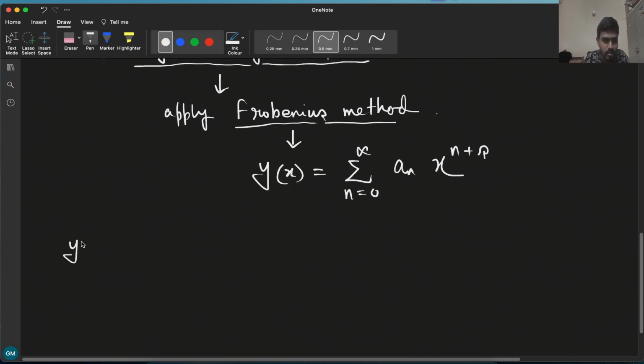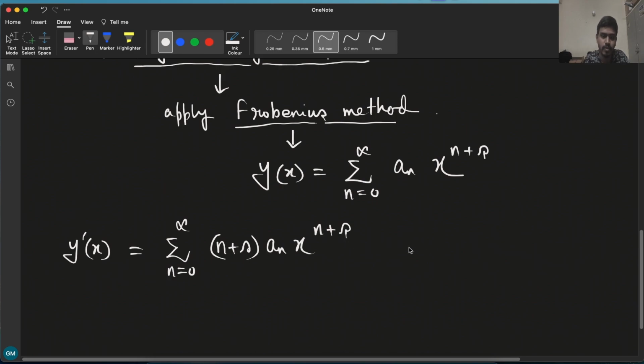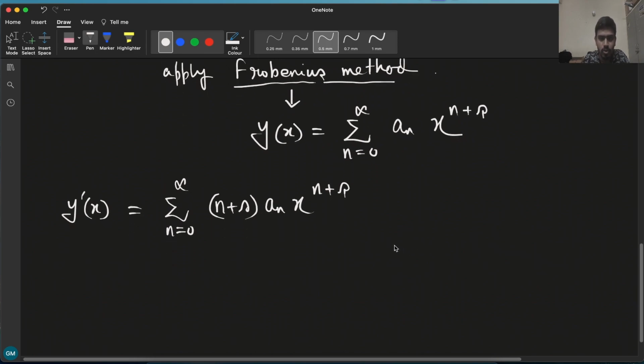So if we calculate y dash x, it equals the sum from n equals 0 to infinity of (n plus s) a_n x to the power n plus s minus 1. Okay, the summation starts from n equals 0, because for n equals 0 we cannot say anything about whether this term will be 0 or not, because of this s present here.